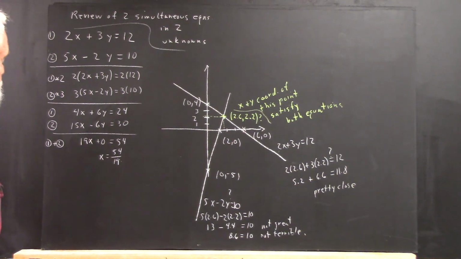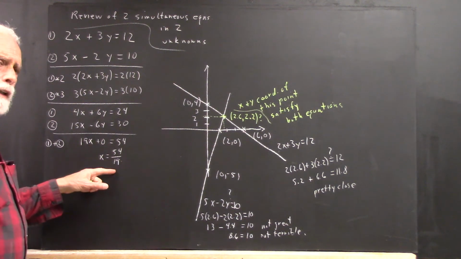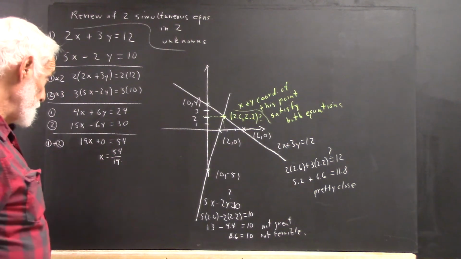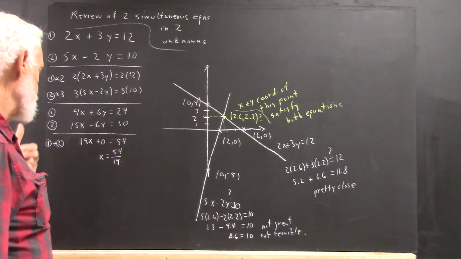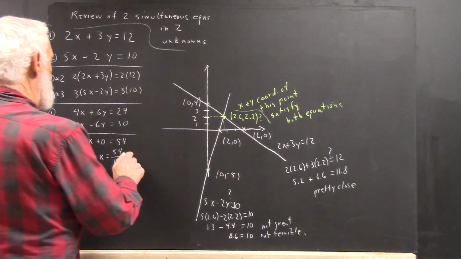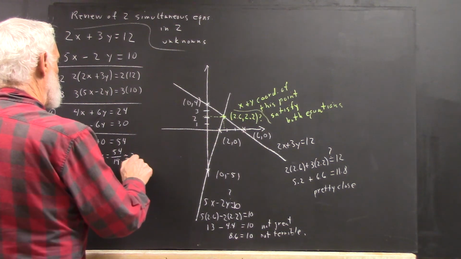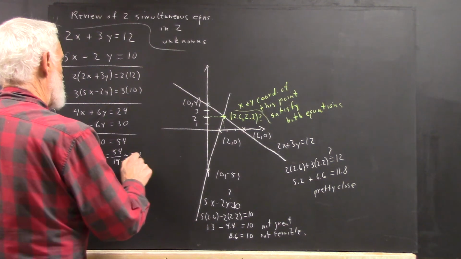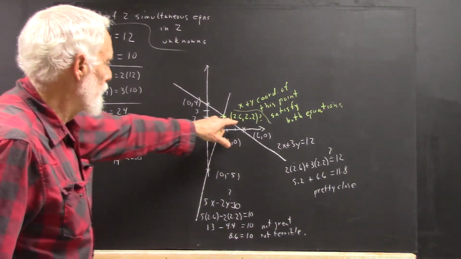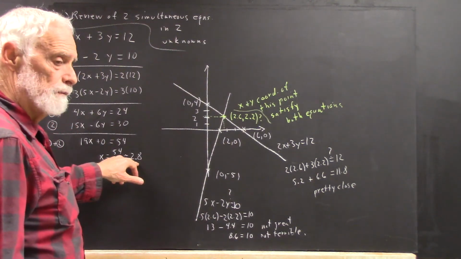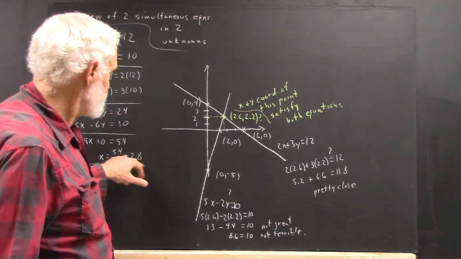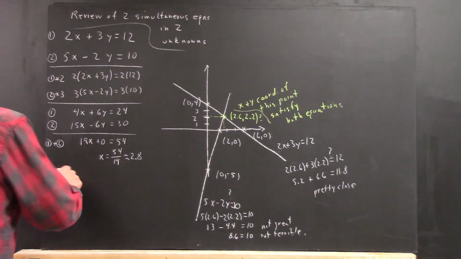Okay? Now, 19 goes into 57 3 times. 54 is 3 less than that. 3 is about 1/6 of that. So I'm going to say that this is approximately equal to 2.8. Now we can compare that with my estimate of 2.6. And we see that 2.8 is perfectly plausible.